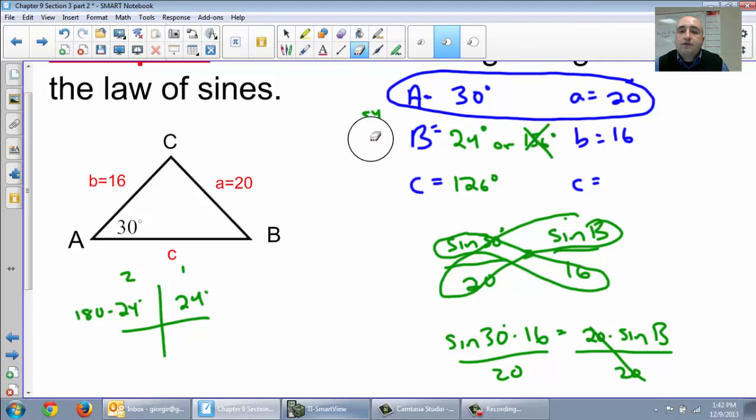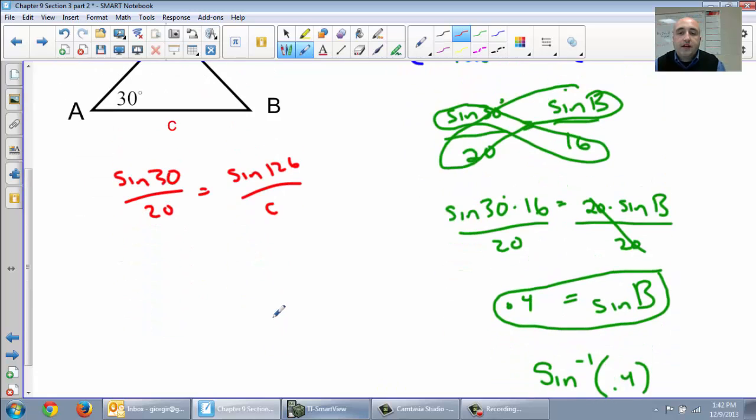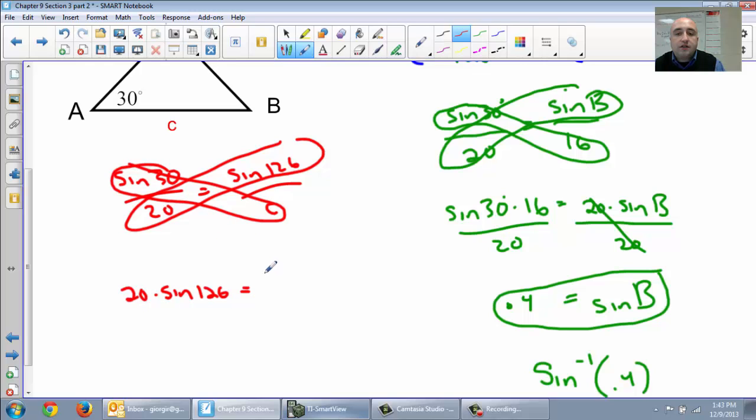And lastly, now we need to find angle C. Let's set up our law of sines again. So I'm still going to use my sine of 30 over 20, which is equal to, let's do the C now, sine of 126 over little c. Let's cross multiply. 20 times sine of 126 equals sine of 30 times c.